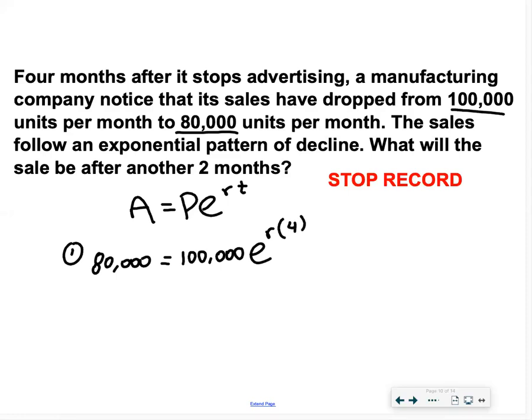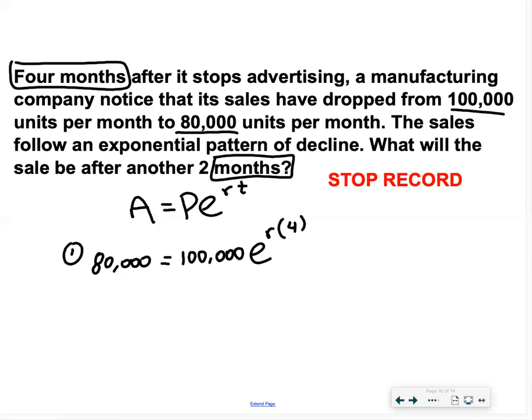Another thing that you want to make sure of when you're doing these problems, make sure that your time is always the same. Otherwise, you're going to have to do a conversion. This is 4 months, 2 months. So it looks like our time is all the same. There are going to be some problems where first it'll say months, then it'll say years, or first it'll say seconds, then minutes, and you have to do a conversion. But in this case, we're good.